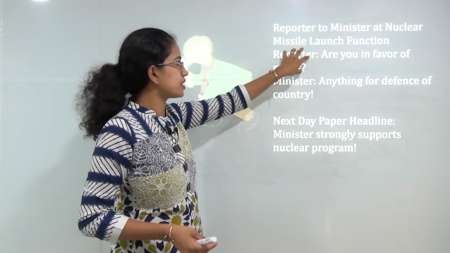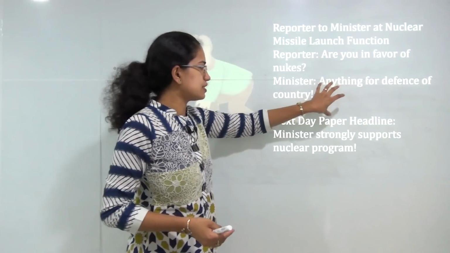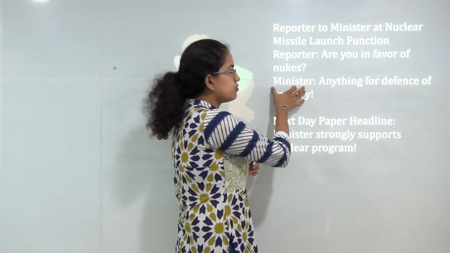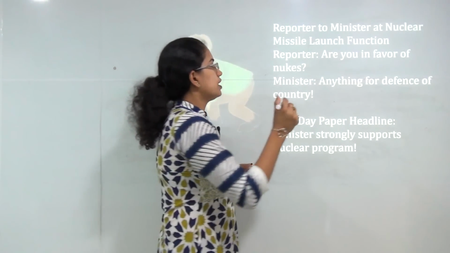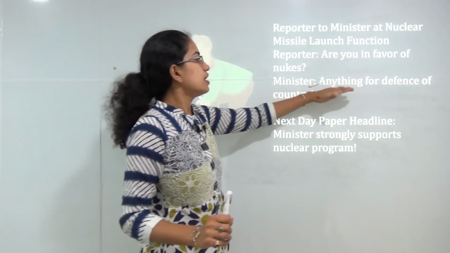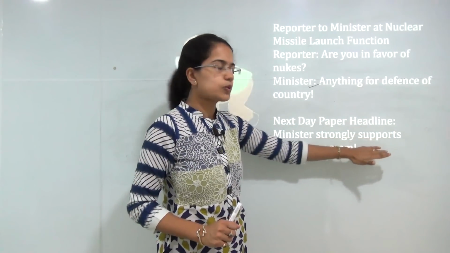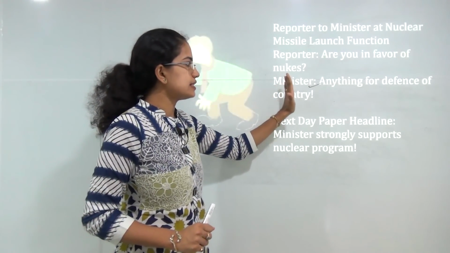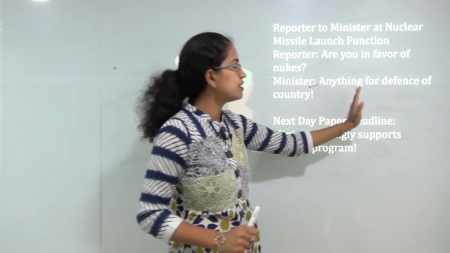Has this reporter done the detective work he was supposed to do? Did the minister mean what the reporter concluded here? Obviously not. The minister was saying, "I am in favor of anything that is meant for defense of the country." So the minister is in favor of nuclear missiles only if it is in favor of defense of the nation. However, the reporter concluded that the minister supports the nuclear program. The minister is not in any case saying that he is supporting the nuclear program. He is saying, "I am supporting only the things that are meant for defense of the country."